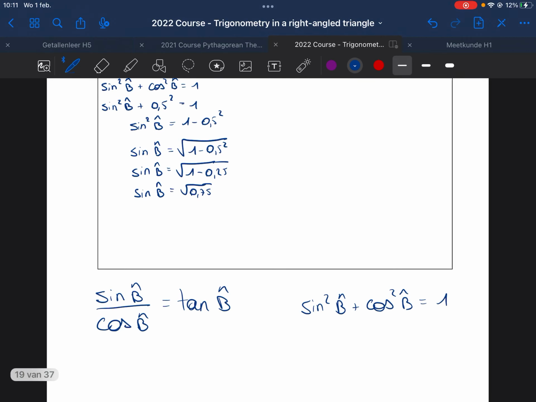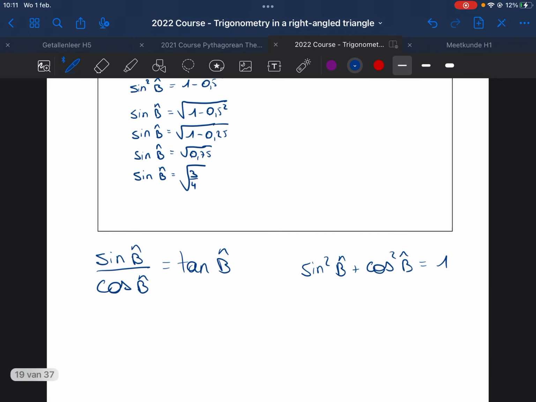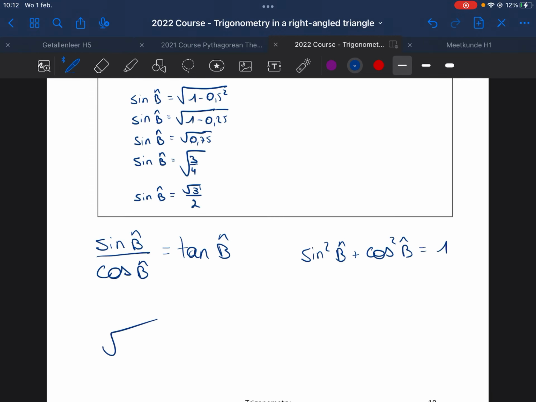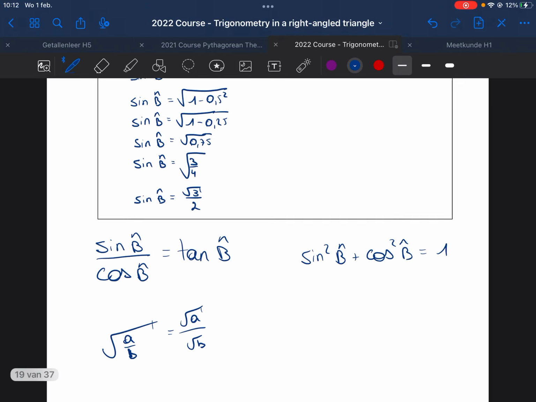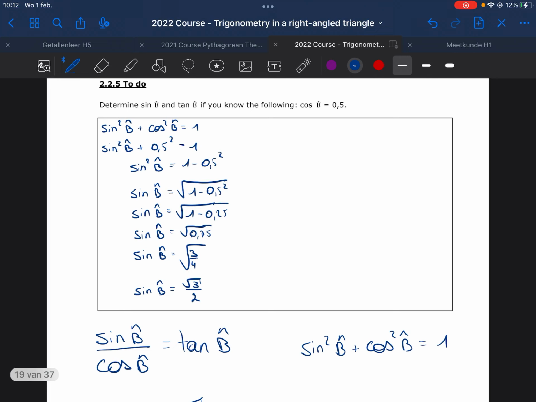Now I'm just going to rewrite 0.75 as a fraction. So that will be the square root of 3/4. And then the sine of B should be equal to the square root of 3 over 2. Remember, because the square root of A over B equals the square root of A over the square root of B. That's what I just applied right there. So we found the sine of angle B.